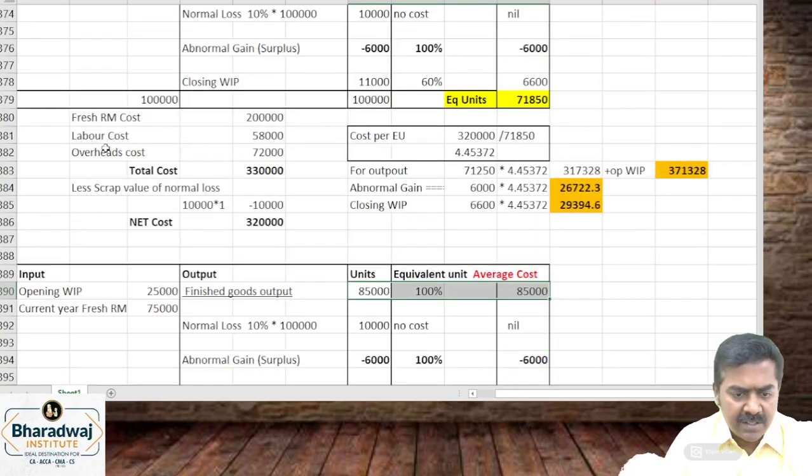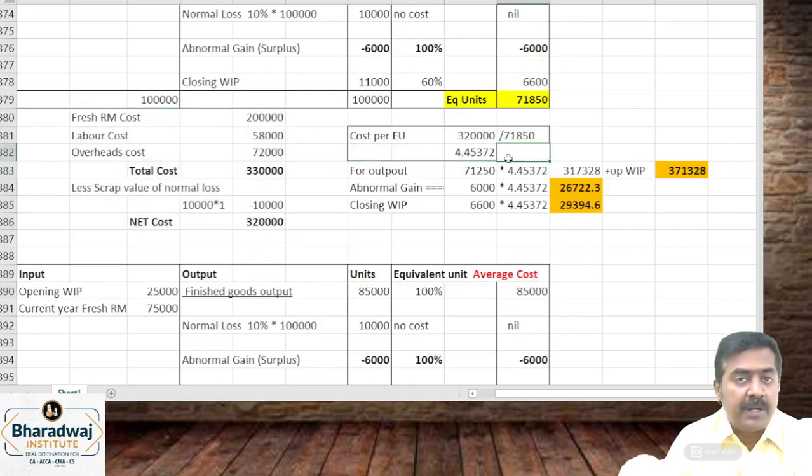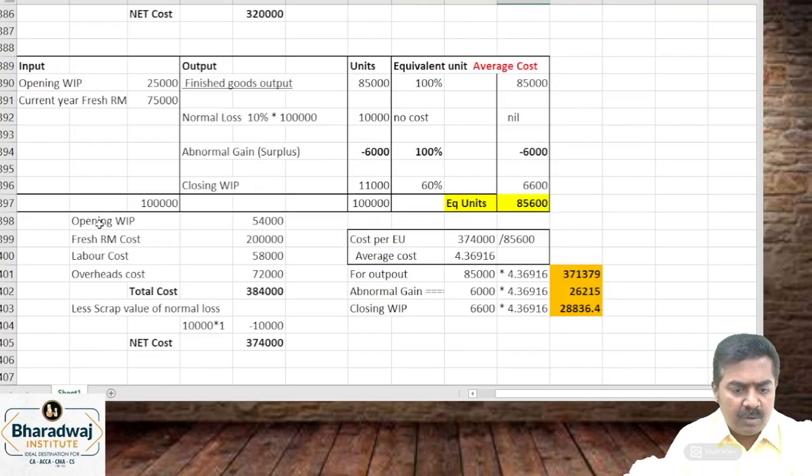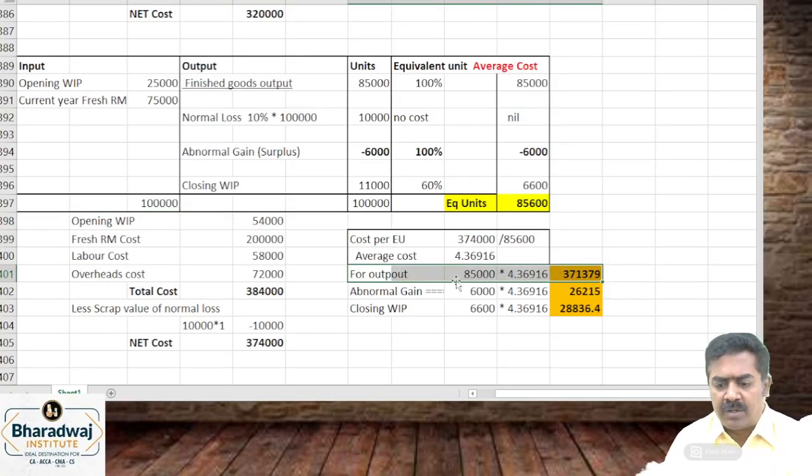The second difference is, in the FIFO method we take current year cost divided by current year equivalent units. But here, opening WIP plus current year cost, total cost divided by total equivalent units, 100% like that. Total equivalent units we take, and we get the average cost. Since opening WIP is already added with current year cost, there is no need to add opening WIP with the output transferred.